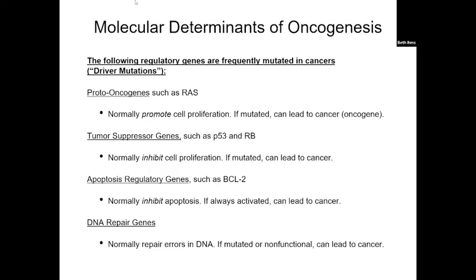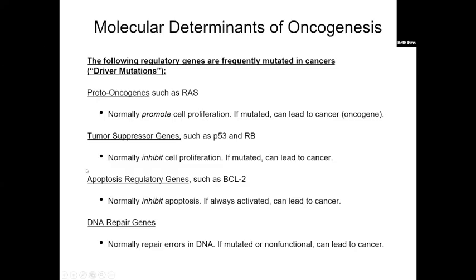That's cancer. Tumor suppressor genes are kind of the flip side of proto-oncogenes. These are genes that usually inhibit cell proliferation. So they're like the brakes on replication. If they're mutated, the brakes are off and we can proliferate with no checkpoints. That's cancer.